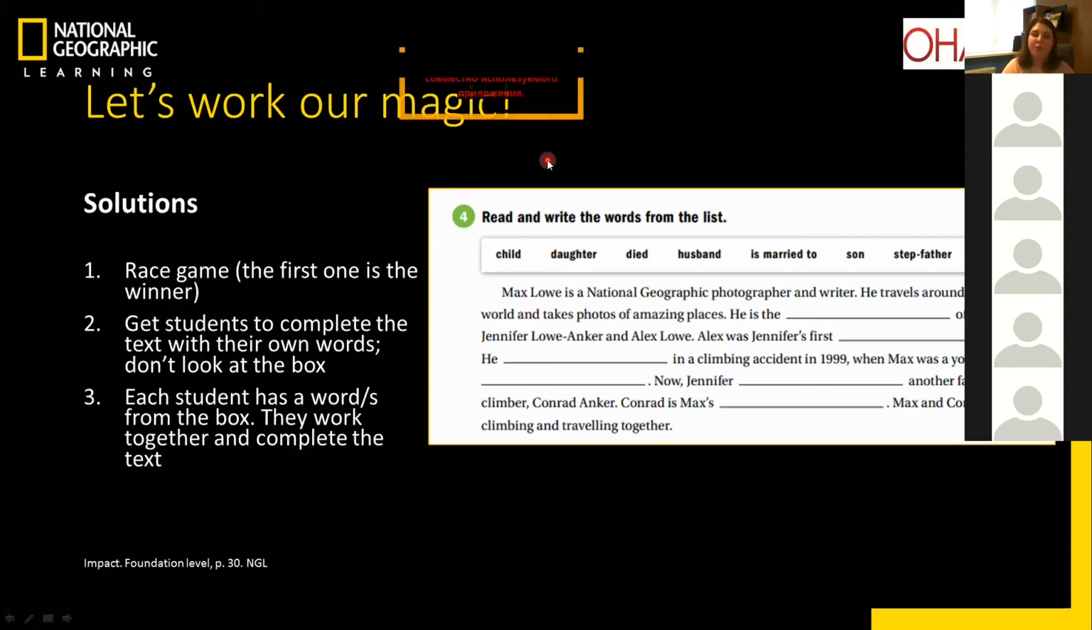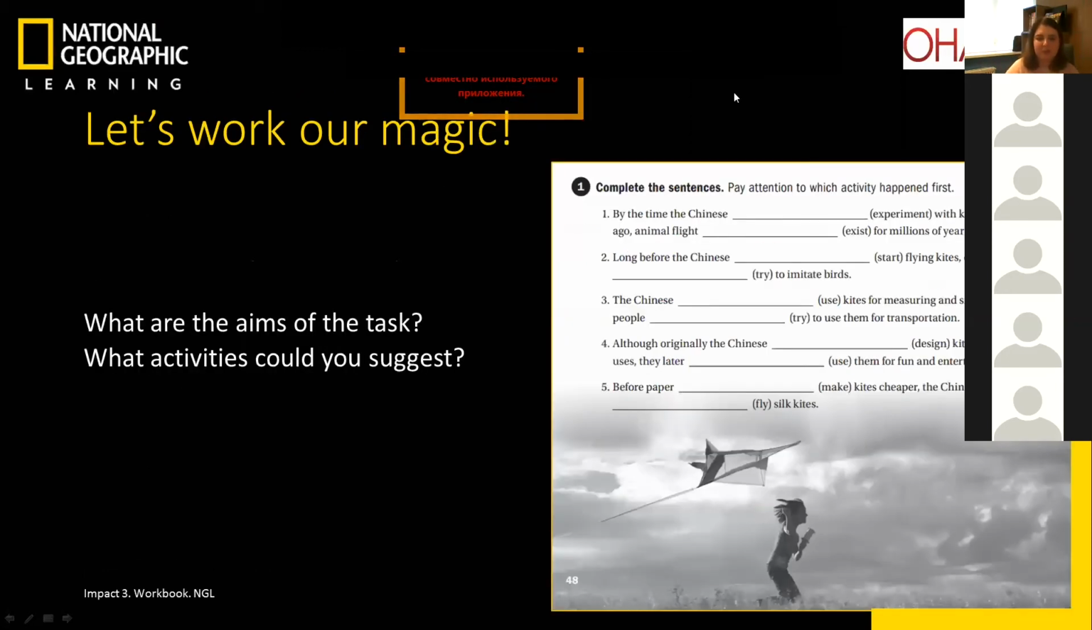Okay, let's move on, and I have some more tasks for you to discuss. Look at this task. It's an extract from the Impact level 3 workbook. Again, looking at this extract, can you please identify the aims of the task?